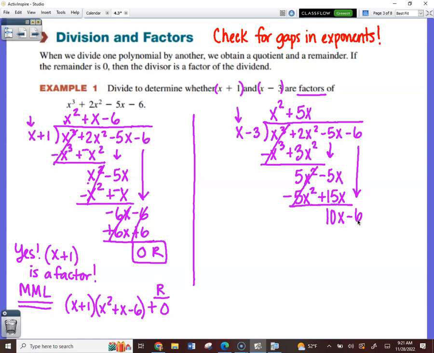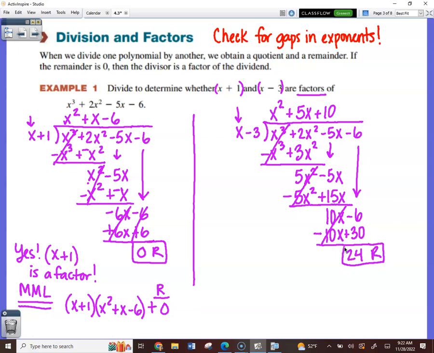X times what gives me 10x? 10. Multiply it through. Draw your line, change your signs. Did you get 24?